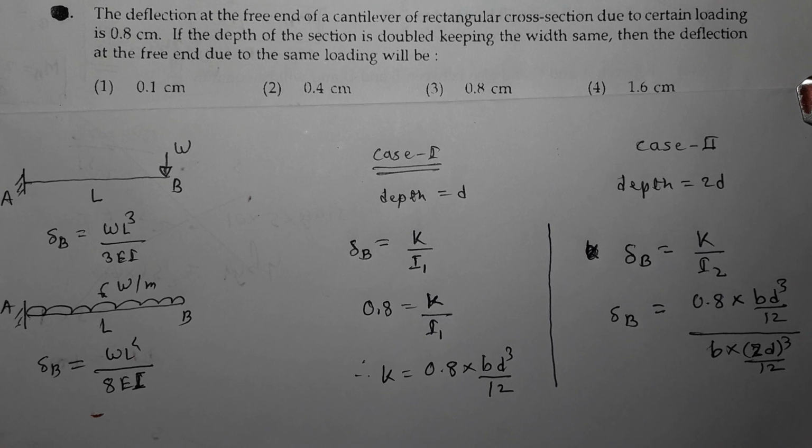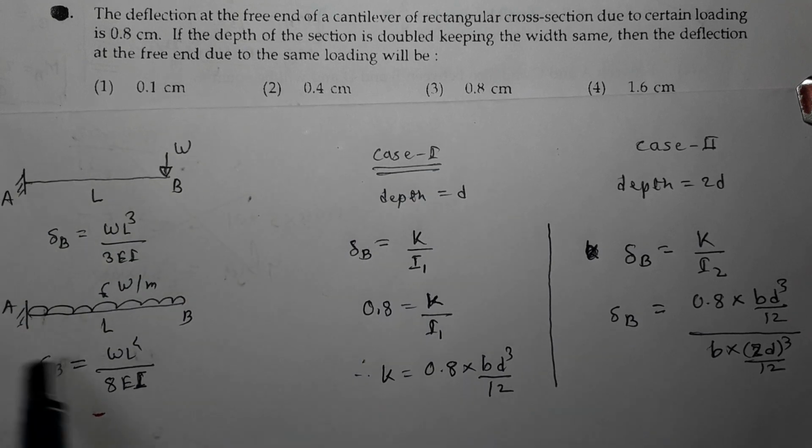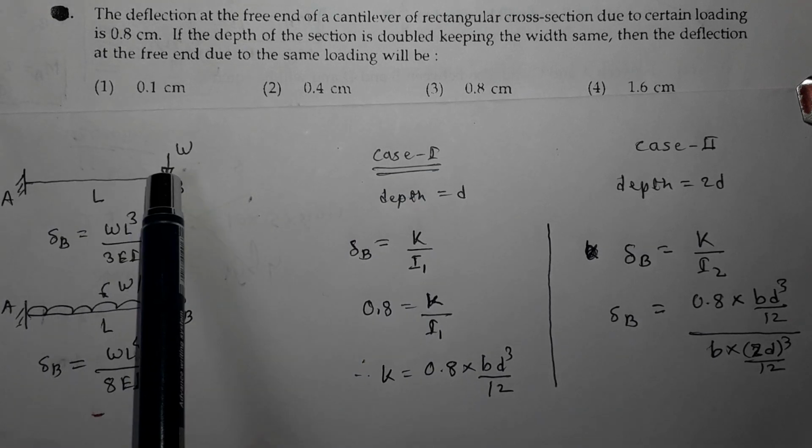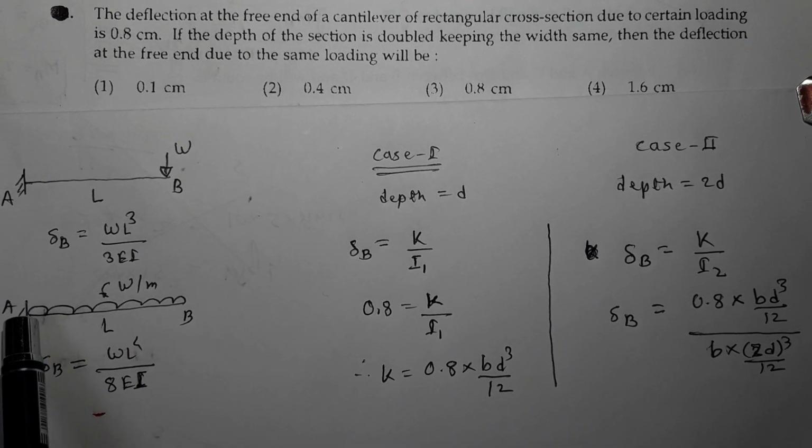Now here the cross section of the beam is rectangular in the first case, and in the second case the depth of the beam has been increased, and they have asked us to get the deflection in the second case. Before going for the solution, I want to discuss this case. Suppose it is a cantilever with a loading at the free end. It is also a cantilever which is subjected to a UDL.